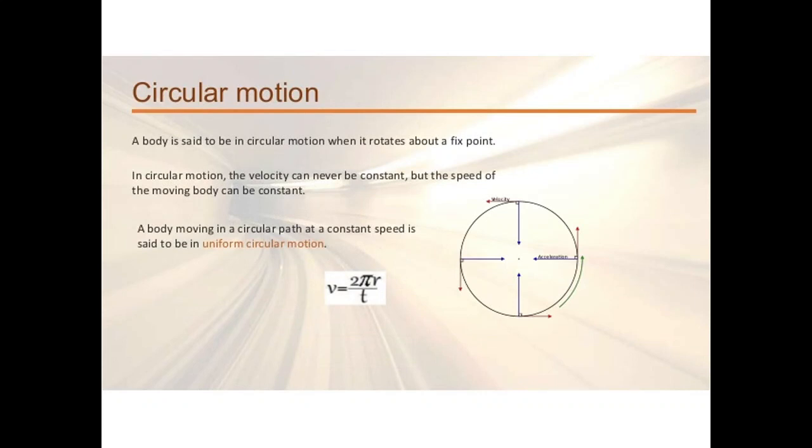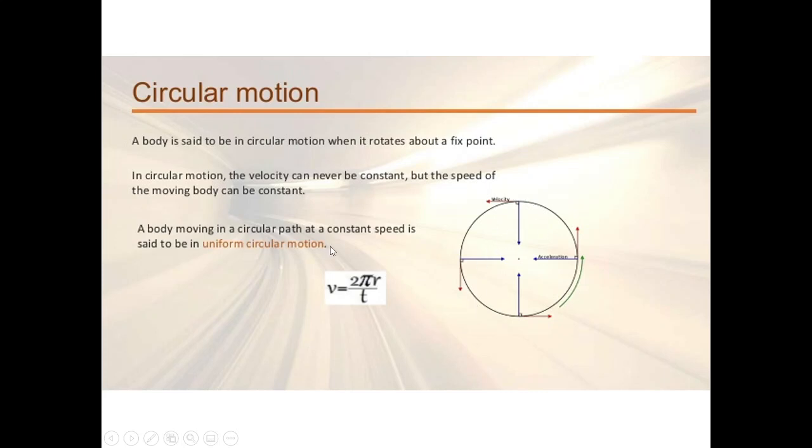Last topic is circular motion. A body is said to be in circular motion when it rotates about a fixed point. In a circular motion, the velocity can never be constant, but the speed of the moving body is constant. The velocity is not constant: when it is moving to this side, the velocity is different, and if it is tilting this side, the velocity will be different. Again, in a different direction, the velocity is different.